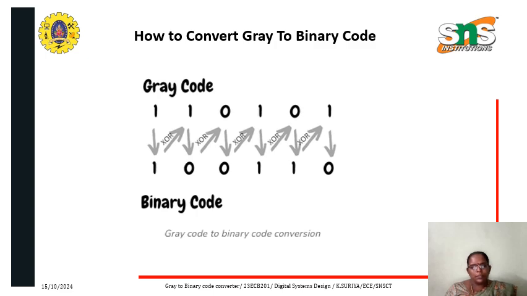Again this answer 0 will be XORed with the third bit of the gray code which is 0. So 0 XOR with 0 will be 0. Next 0 XOR with 1 will be 1. 1 XOR with 0 is 1 and 1 XOR with 1 is 0, as shown here in the arrow mark. So each and every bit of the output is XORed with the current bit of the input. The first bit alone you'll be writing it as such. So this is how a gray code is converted into a binary code.